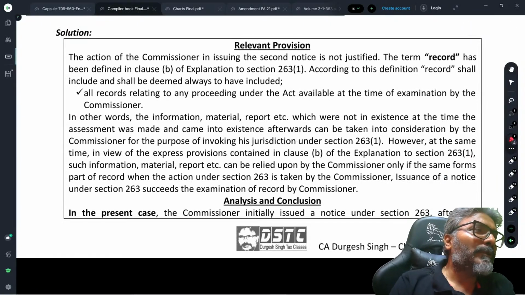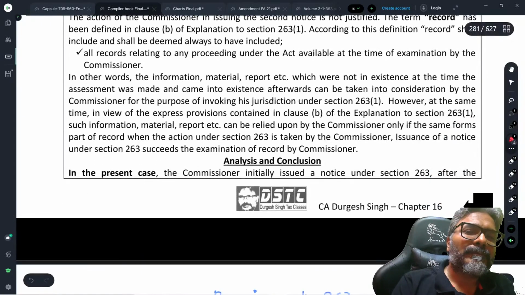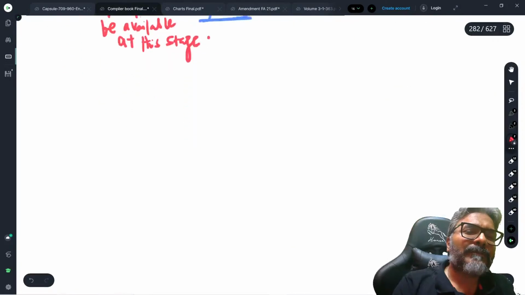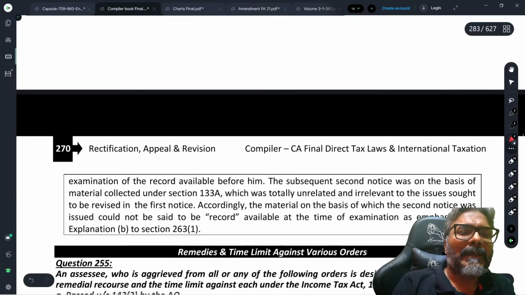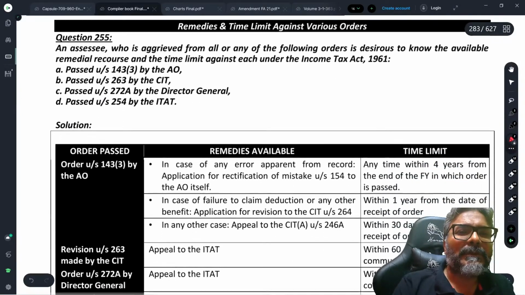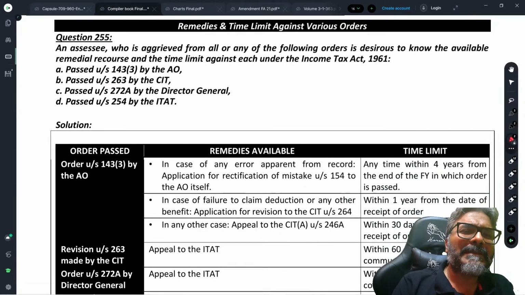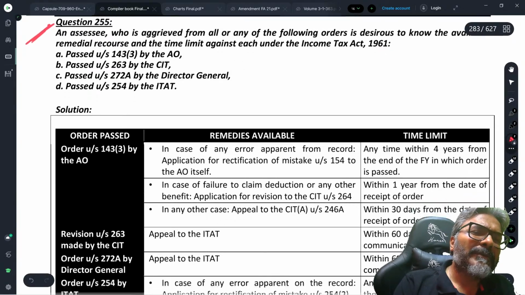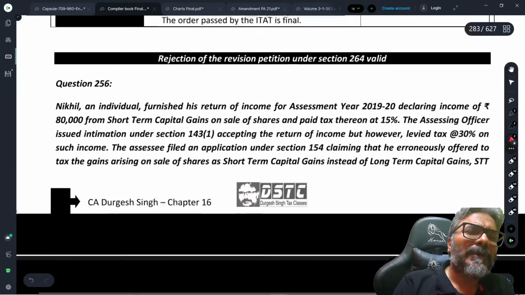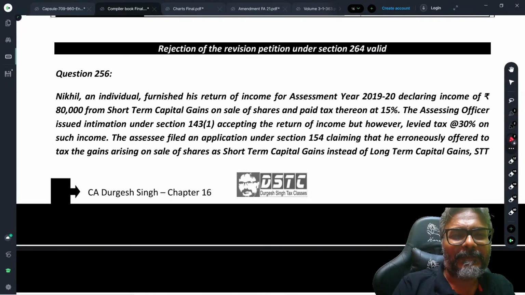If you all are through with this, students, let's proceed further. Students, now these are remedies and time limits. It's a simple question. Question 255 is a simple question, students, which can be easily done by all of you. Question 255.